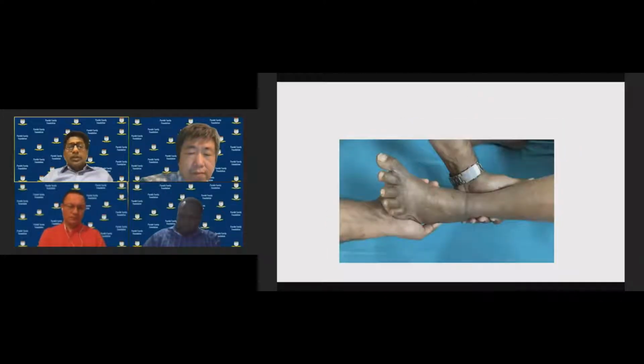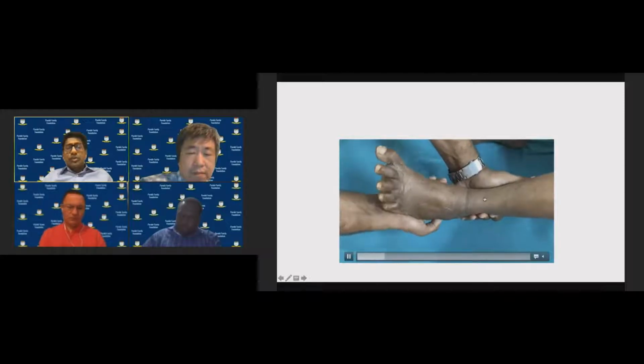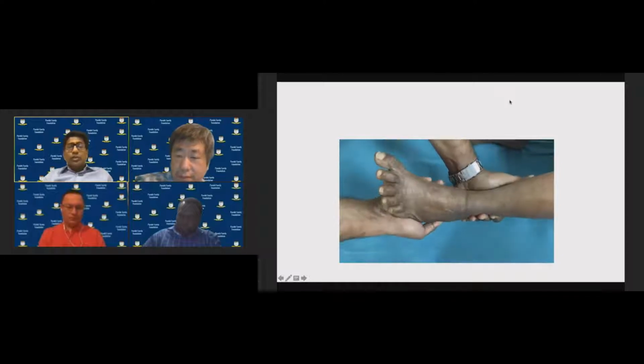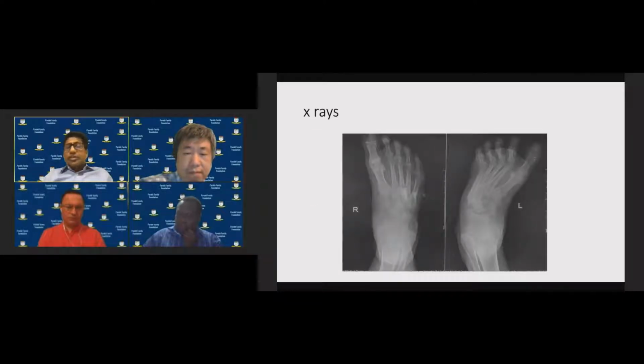And those are the subtalar movements, which she has passively with some movement. That means the joint is not very bad, but there are no active movements. Tibialis posterior was 5 on 5, and she had mild clawing of the toes. There is no dorsiflexion of the ankle, though dorsiflexion of the toes was present. She didn't have any sensory deficit too.